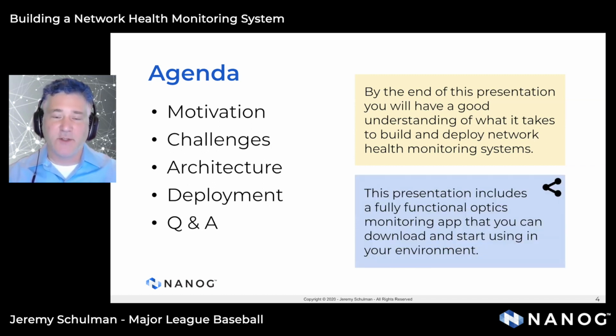And then ultimately what I've done is I've provided all of this code in the open source. So if you want to give it a shot and play with it, you should be able to download it and try this out in your own environment.